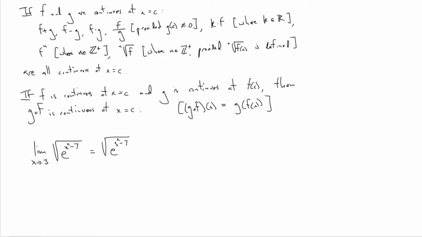And so we get the square root of e to the 3 squared minus 7. That's the square root of e to the 9 minus 7, or e squared, the square root of e squared, or just e. And so there's our answer.